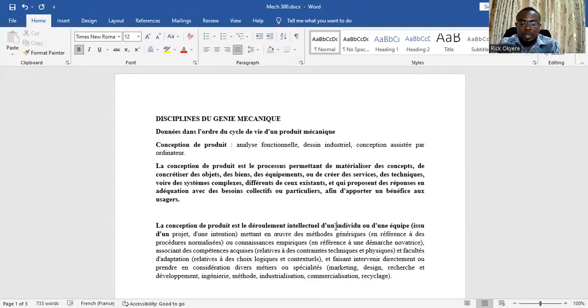Okay, donc la conception du produit est le déroulement intellectuel. C'est un déroulement intellectuel because first you have to create it from your mind. It's a mental process of creating or transforming an idea, putting it on paper, prototyping it, and making that idea a reality. Whatever we see around us is a product of an idea. Tout ce que nous voyons autour de nous, c'est un produit d'une idée.